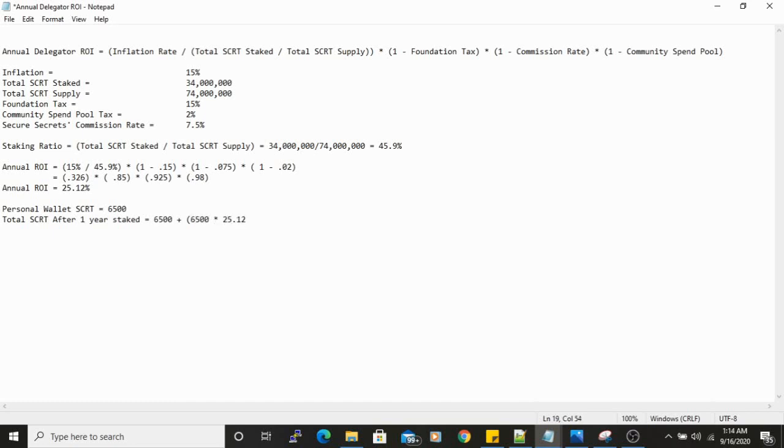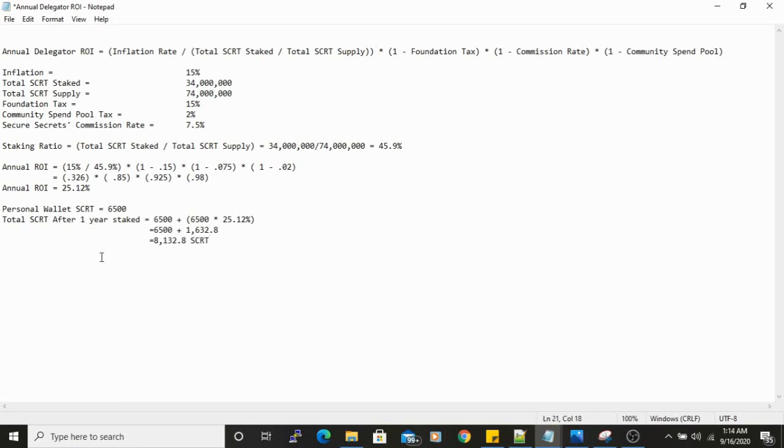A lot of people ask about compounding rewards. My advice would be to reinvest your rewards once a month. If you do it any sooner than that, the cost of the transaction to reinvest your rewards ends up kind of outweighing the effects of daily compounding interest. So our total secret after 1 year staked is 8,132.8 secret, which is amazing.